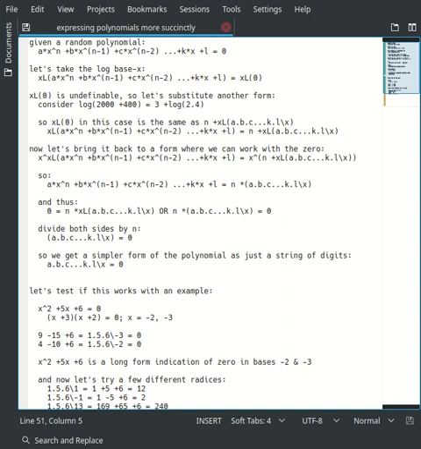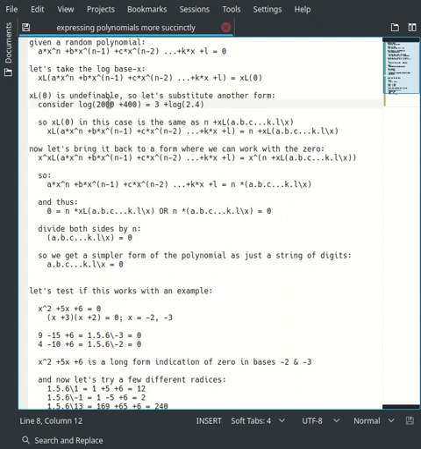So we'll take log base x of the whole thing. This is a notation that's a little bit better with just text. It basically means logarithm base x. So log base x of the whole polynomial is the same as log base x of 0, or any log, because we don't know what x is, it's undefinable. So let's substitute that for another form.